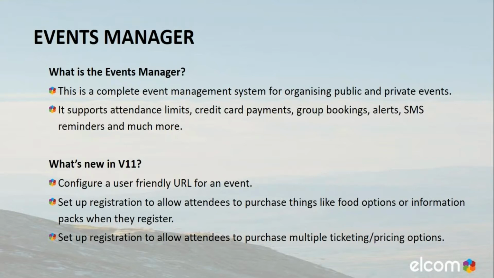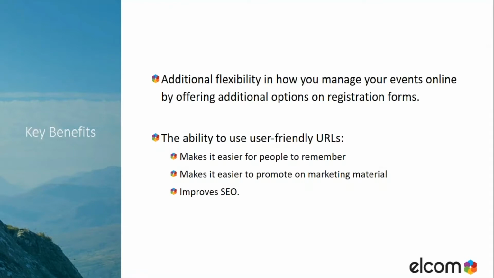In version 11, we've configured a user-friendly URL for an event to make that a lot easier to create and manage. Also set up registration to allow attendees to purchase things like food options or information packs when they register. So there's the ability to register for an event and sign up or purchase additional items. And we've also set up the registration to allow attendees to purchase multiple ticketing or pricing options.